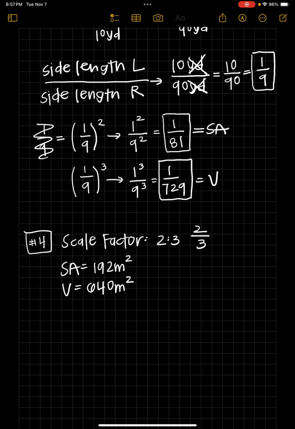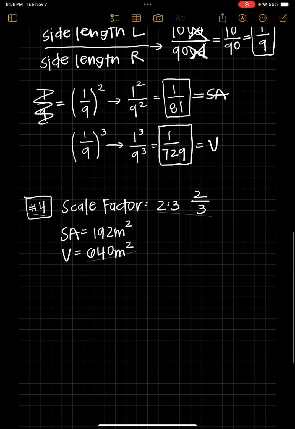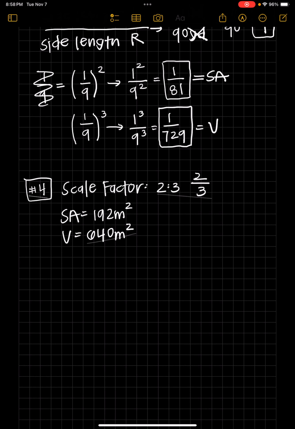So we're going to do it really similar to what we just did in that last example. If you remember, we took the scale factor and we squared it for the surface area, and then we cubed it for the volume. So I'm going to take that scale factor, which is 2/3, and square it. And what I'm going to do is compare that to the surface area that I already have. My smaller shape has a surface area of 192 meters squared. I don't know what my bigger shape is, so I'm just going to put an X down here.